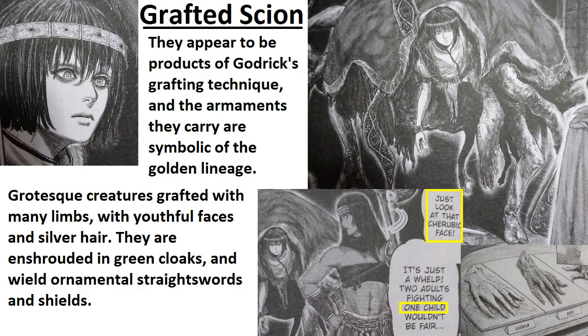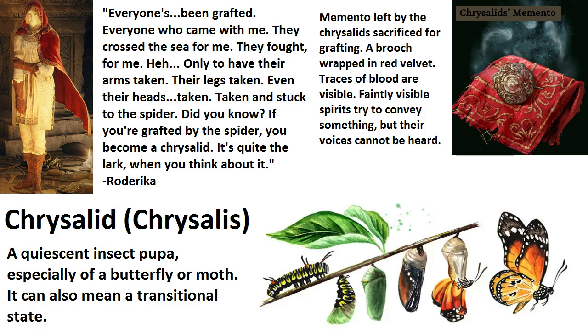The manga gives a closer look at the grafted scions as well, and refers to them as children. The grafted scion is the first challenge that the Tarnished meets in the Lands Between, highlighting their importance. They are children that have been grafted with body parts of the Tarnished. The Tarnished are used as sacrifices to help them grow. Rodérika states that once you become merged with the spider, aka grafted scion, you will become a chrysalid, which is another word for chrysalis, a quiescent insect pupa, especially of a butterfly or moth. Quiescent means being quiet and still, like Mikkela in his cocoon.